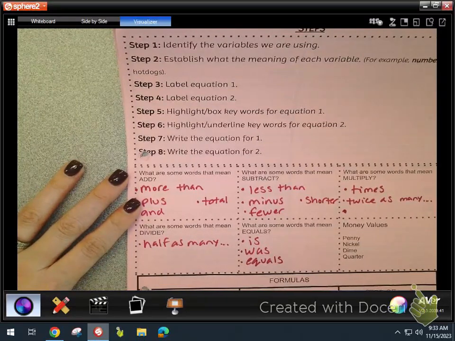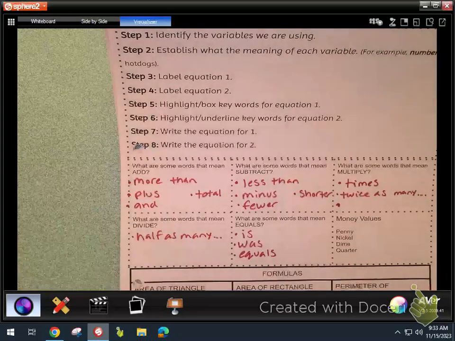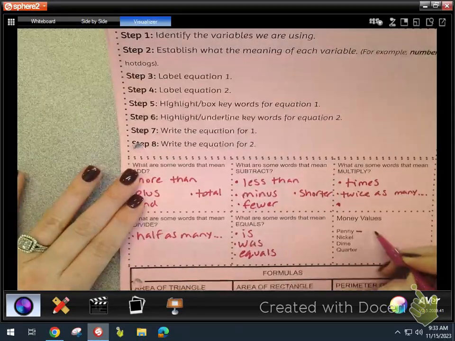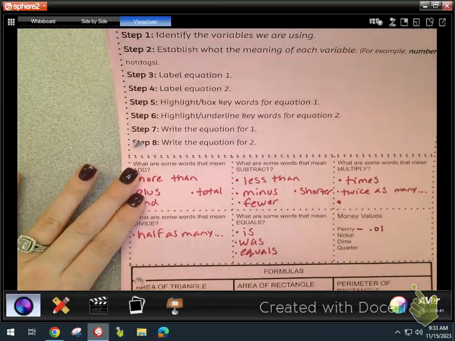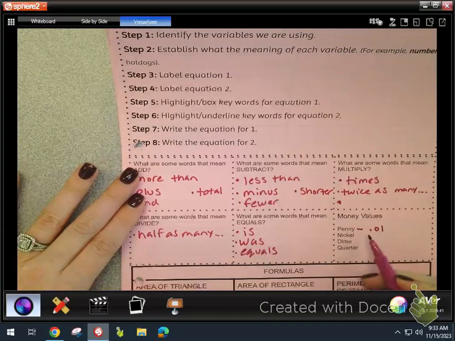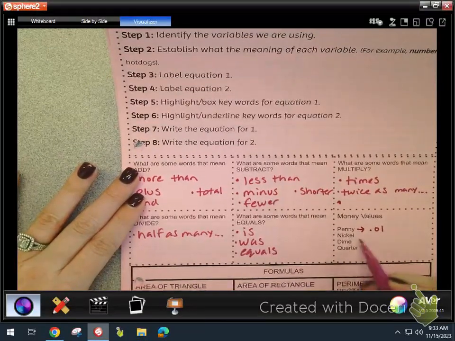And then also we need to talk about our money values because we are going to see problems kind of like the Mr. Wilson one. And we want to know how much coins are worth in terms of a dollar. So how much is a penny worth? 1 cent. Now how do I write that in terms of a dollar? 0.01. I don't put the 0 in front, but that's okay too. 0.01 is a penny. What about a nickel?